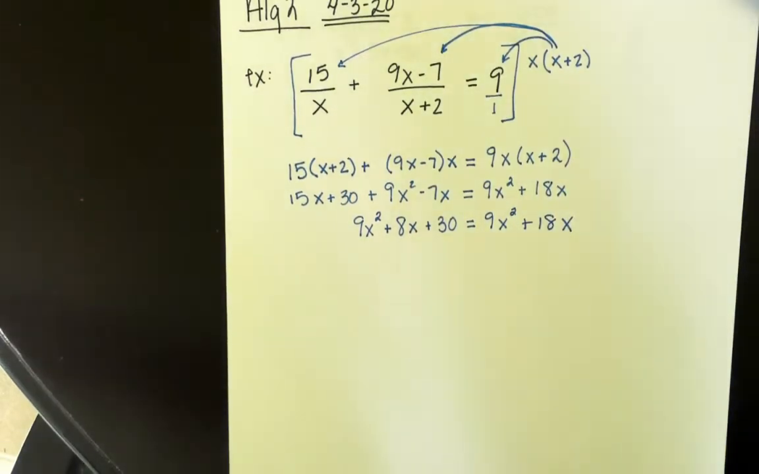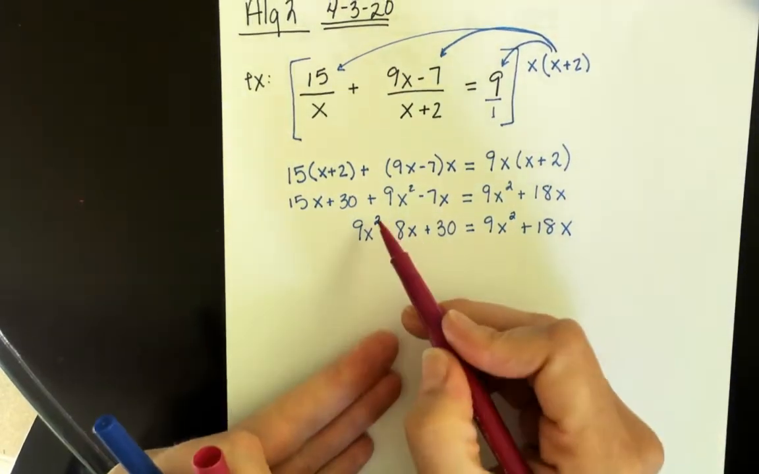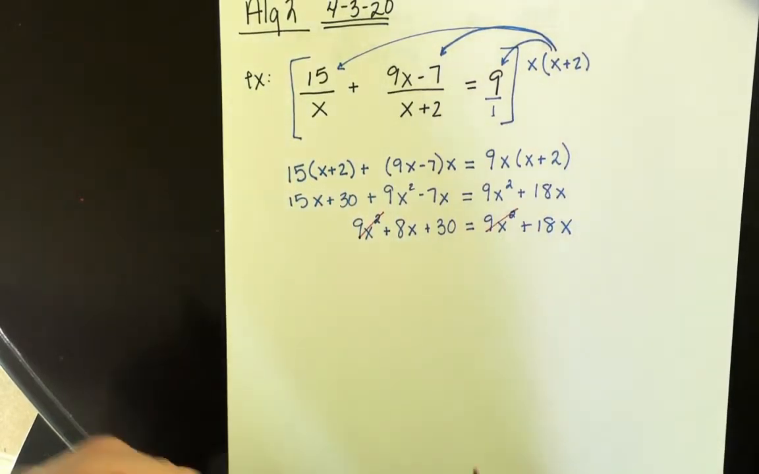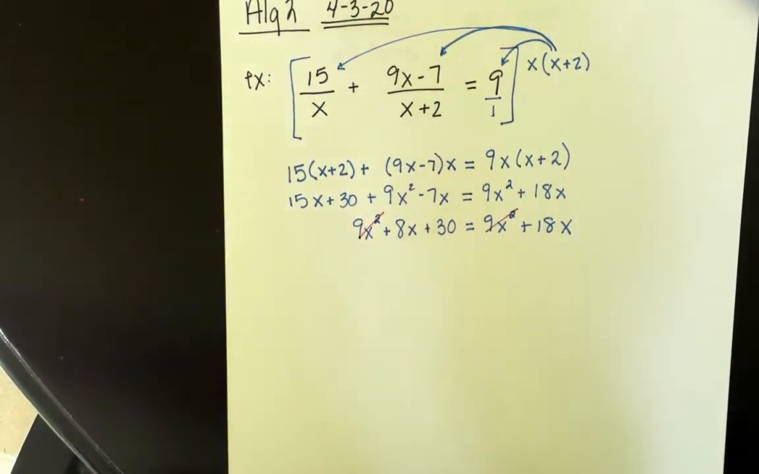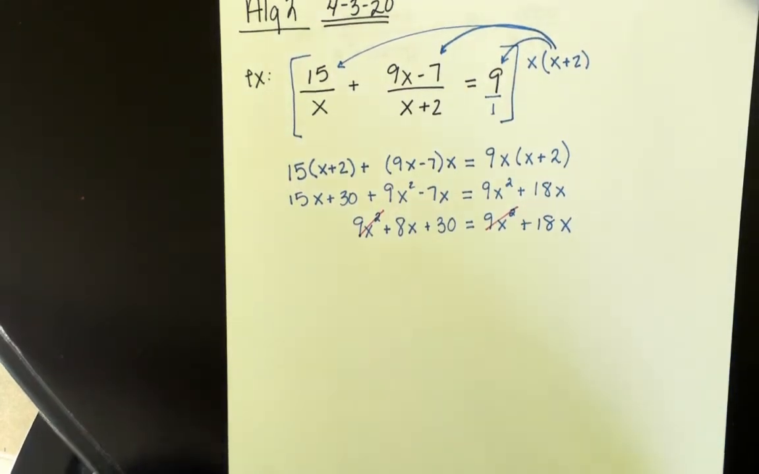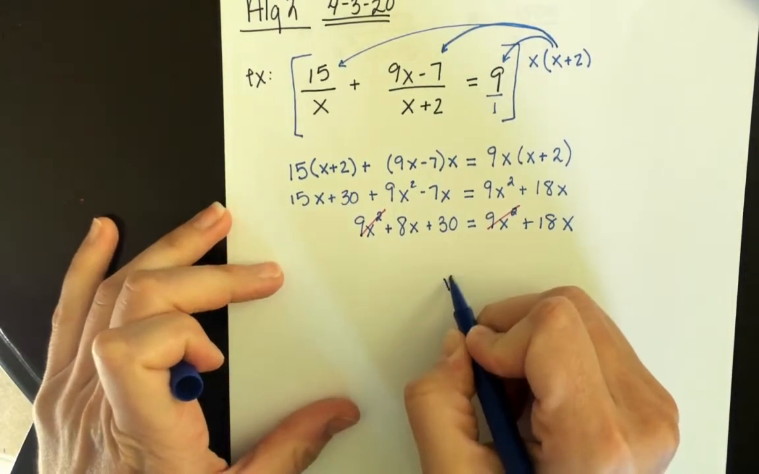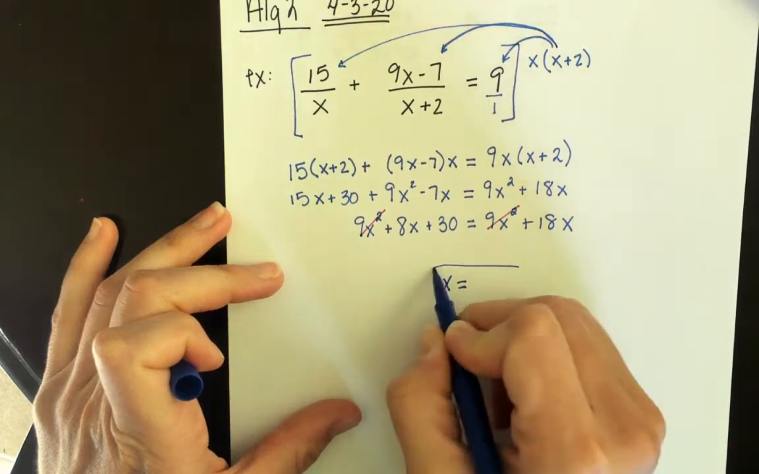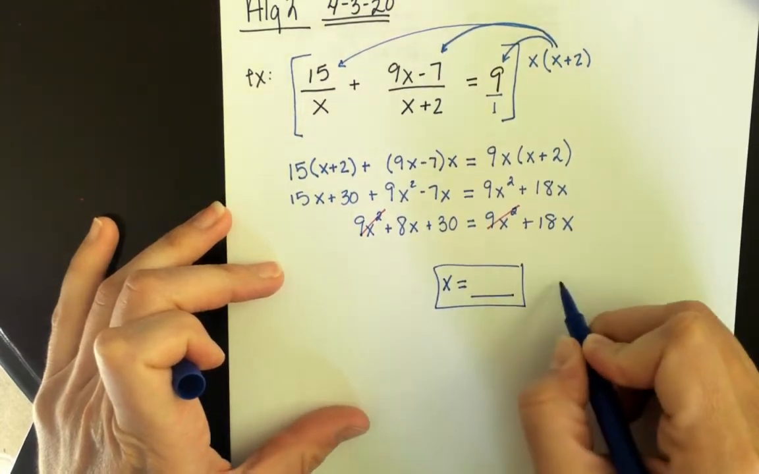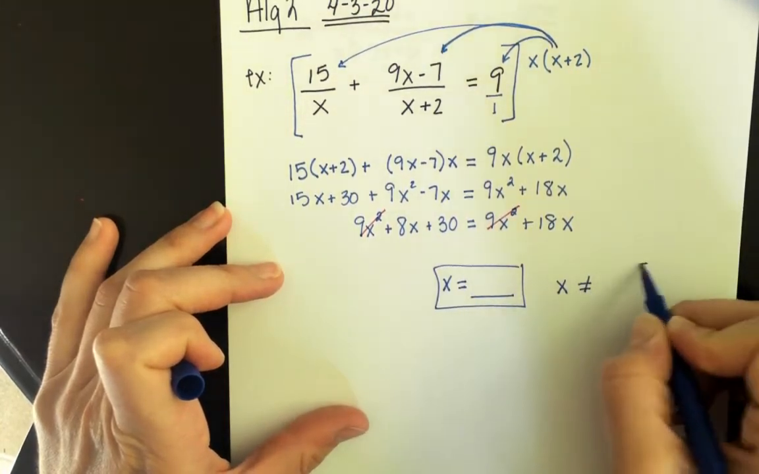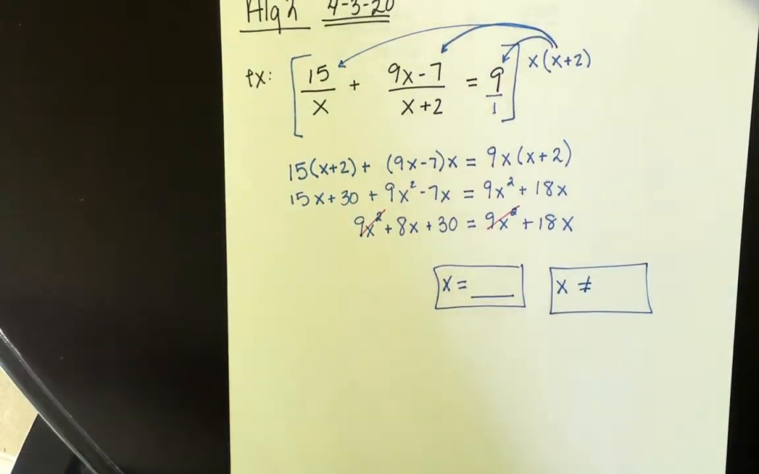Now, what's nice about this is the 9x squares are going to cancel. When I subtract from both sides, those 9x squares will cancel, so I don't even have to now worry about it being a quadratic. At this point, I'm going to stop. What I am going to tell you is you will find what x equals, but don't forget to also include what x can't equal.